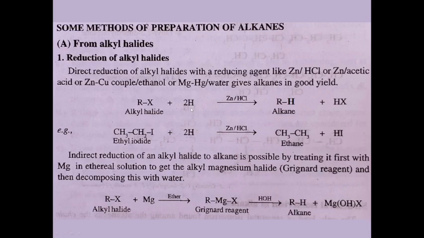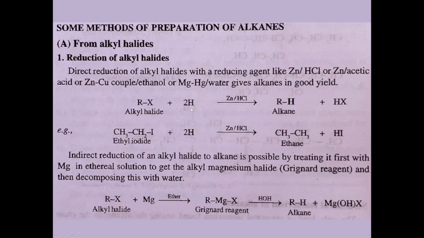There is an indirect reduction of an alkyl halide to alkane, possible by treating it first with magnesium in dry ether to get a Grignard reagent. We have already discussed this point in the 5th semester, and then decomposing this with water or reacting it with an active hydrogen compound.